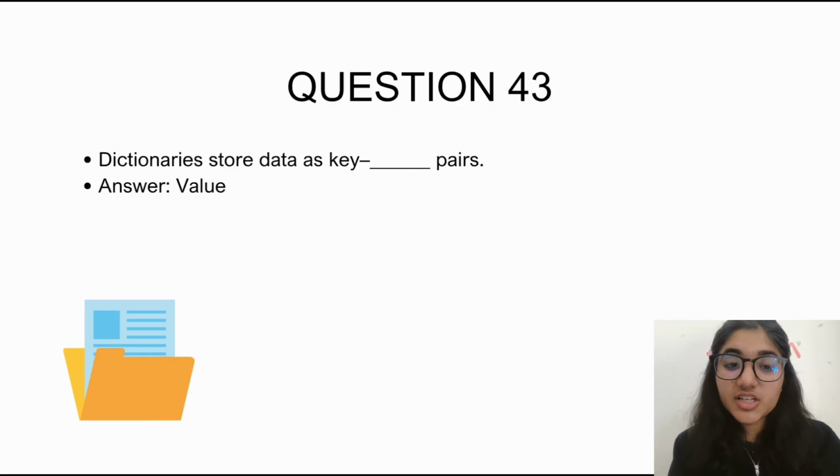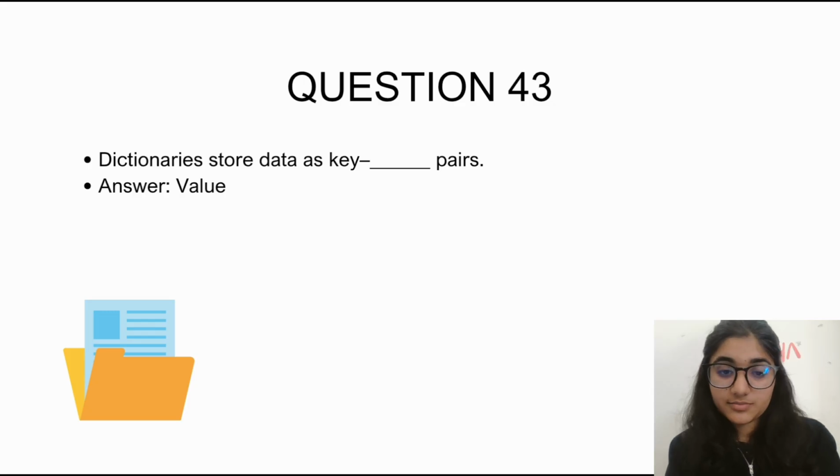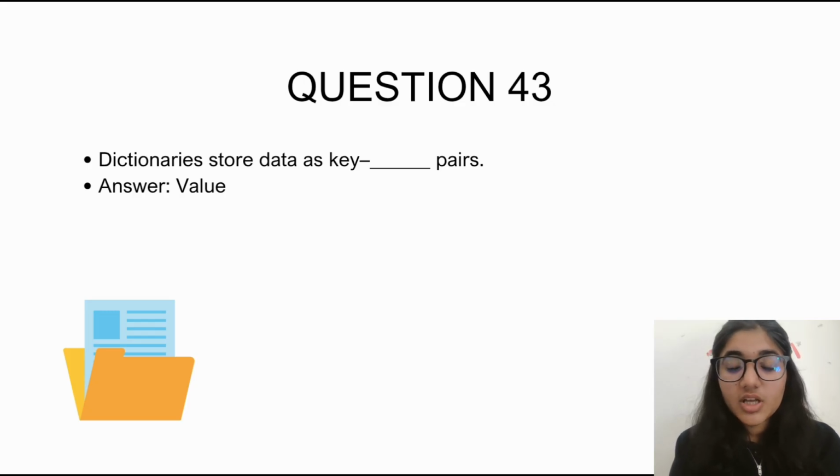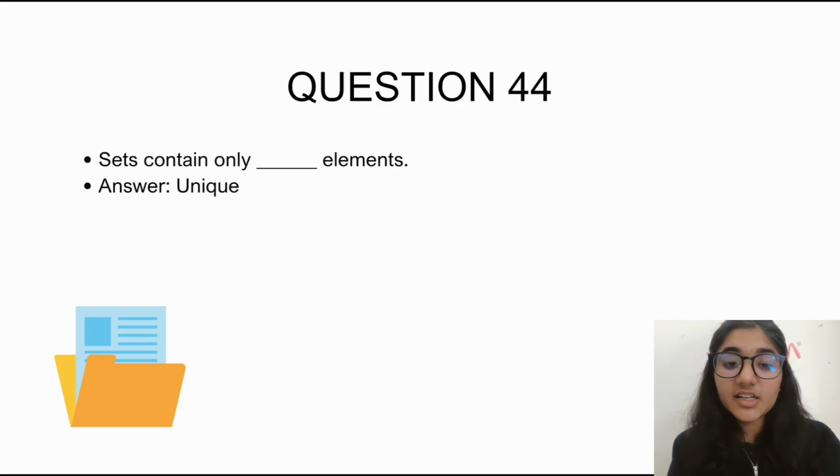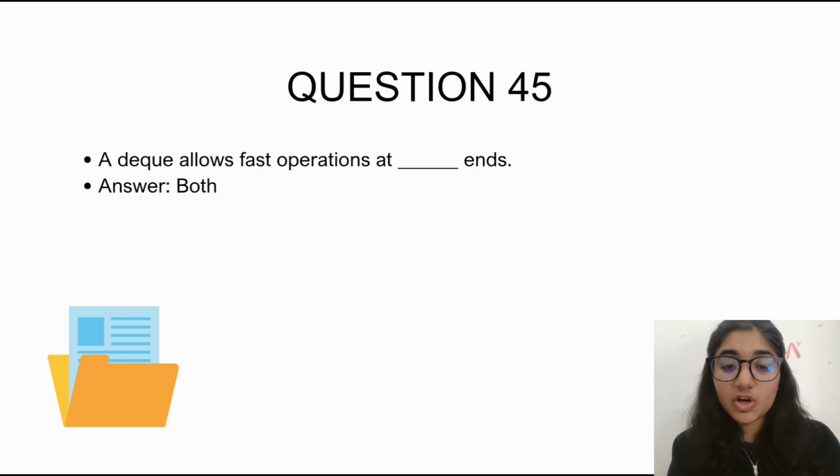Dictionaries, 43rd question is, dictionaries store data as dash key value pairs. Answer is key value pairs. Then the 44th question is, a set contains only dash elements. Answer is unique elements. 45th question is, a deque allows fast operations at dash ends. So the answer is both ends.